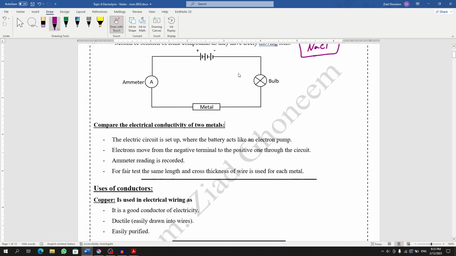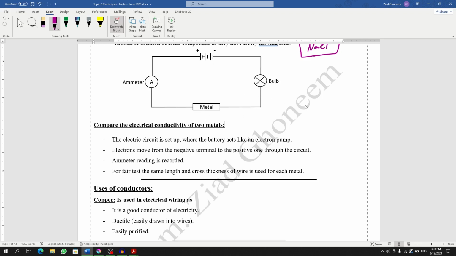Here we have a simple electric circuit. We have a battery, a power source, and a meter to record the current intensity, a metal to conduct electricity, and a bulb. When you close the switch, this bulb will illuminate, but if you replace this metal with an insulator like wood or plastic, for example, the bulb will stop illuminating.